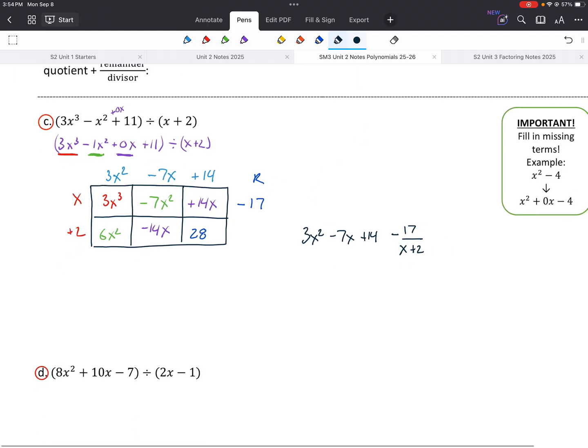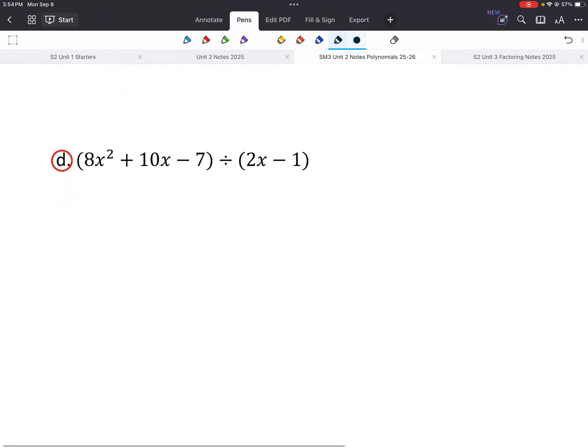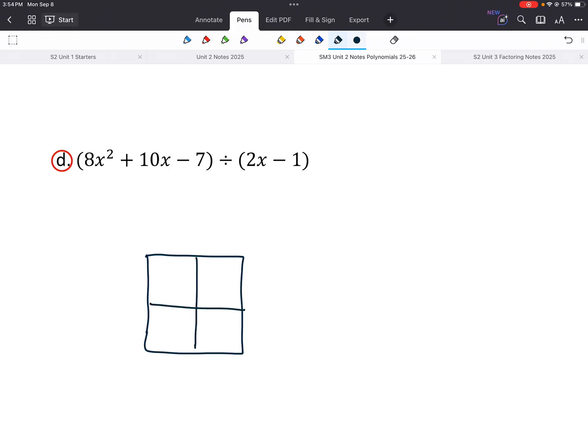All right, so watch out for missing terms. Here's another example. This is where we have a quadratic instead of a cubic, meaning our degree is 2. So that means our box is going to be a 2 by 2 box. And if you ever do too many boxes or not enough, you can always erase them or add more boxes if you need to.